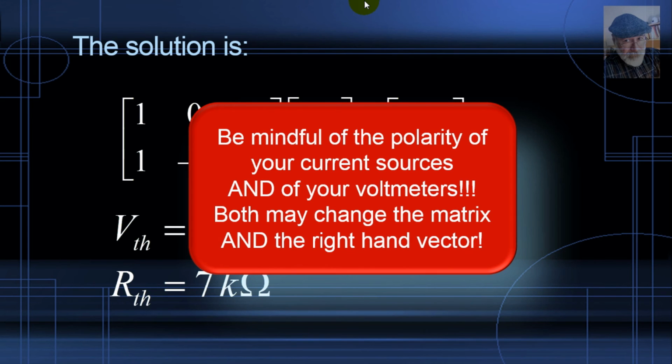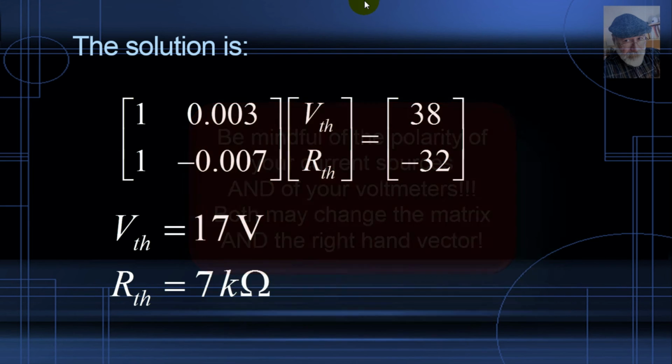The lesson here is be mindful of the polarity of your current sources and of your voltmeters. Both may change the matrix and the right-hand vector of your system of matrix equations above. Careful with that.